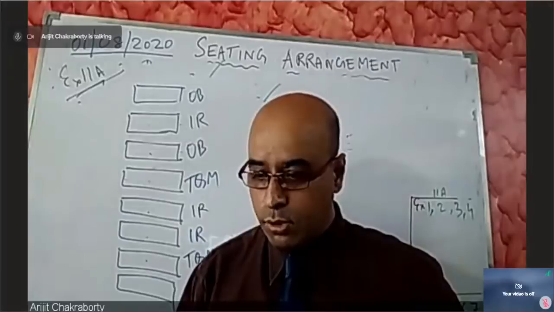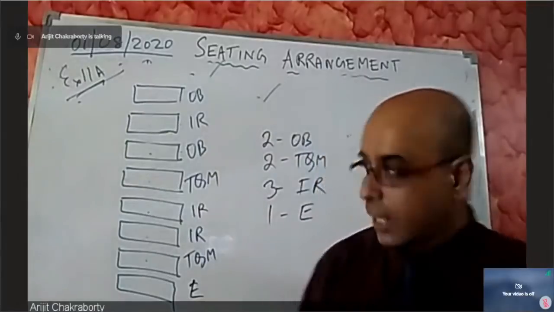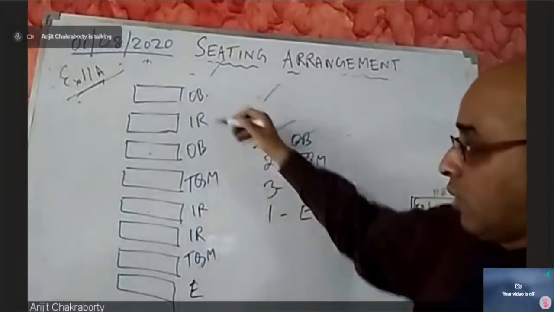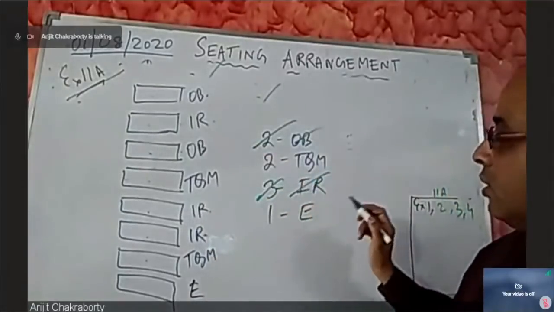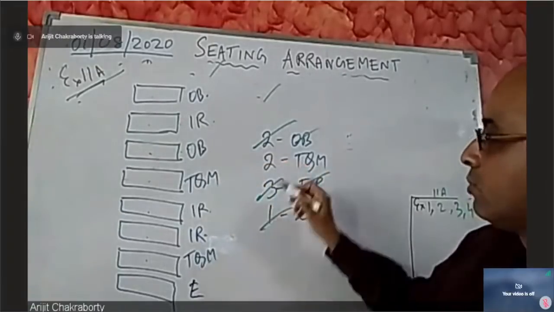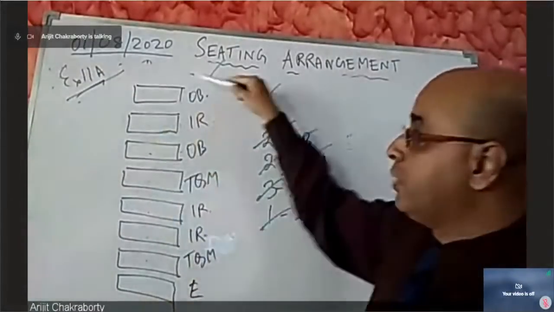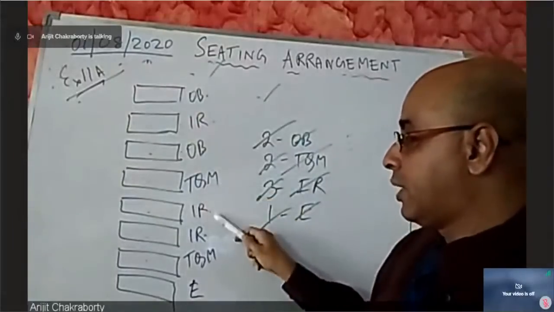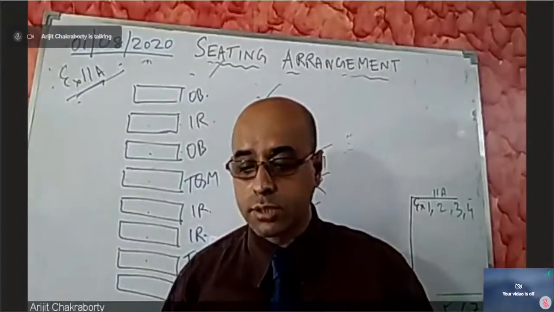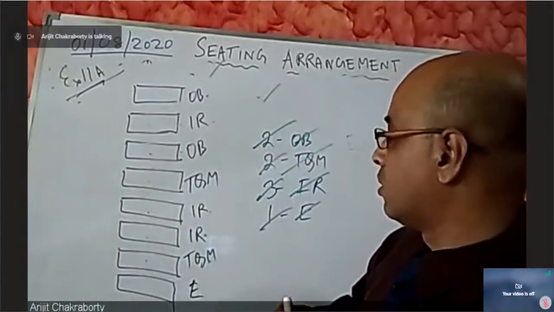Which book is the last book from the top? So we have fitted all of them. We have got OB, OB, so 2 OBs have gone. IR, we have got 1, 2, 3, so 3 IRs are gone. 1 economics is gone, and 2 TQM are gone. So we have been able to fit all of them. From the top, the last book is economics. So the answer is economics.